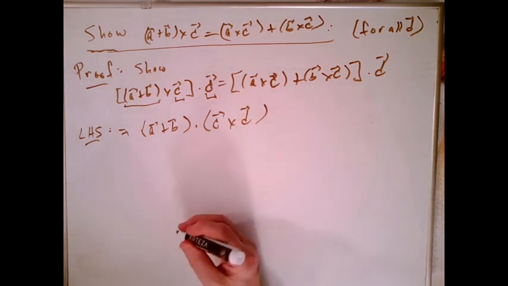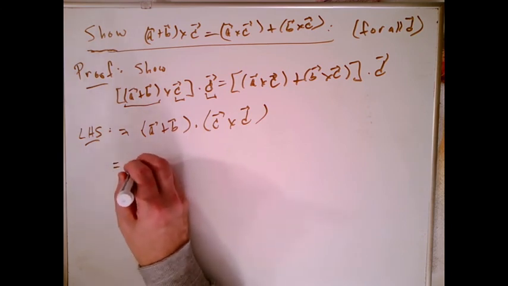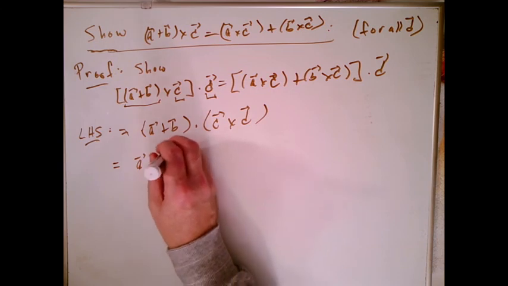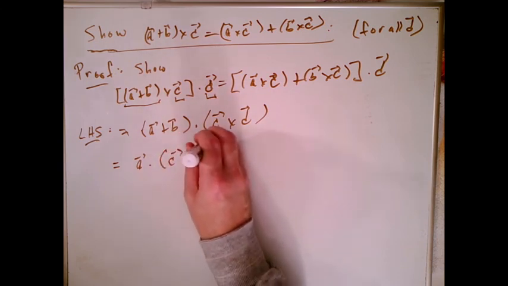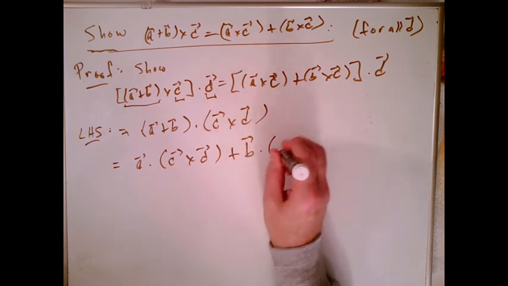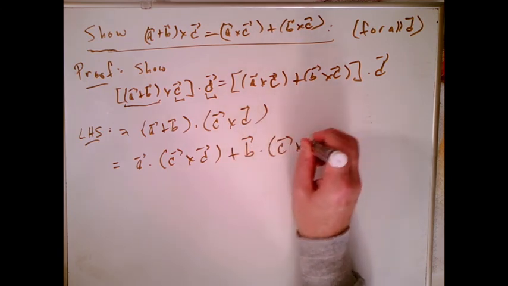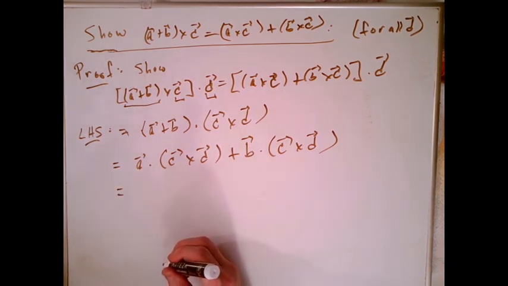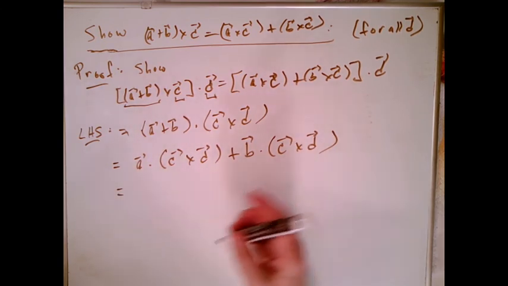Well, now we can use dot product distributive. So this is going to be A dot C cross D plus B dot C cross D, like that. So that's done using the distributive property of dot product, but now I can reassociate these things.